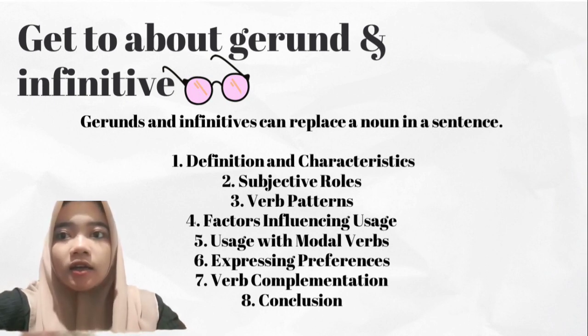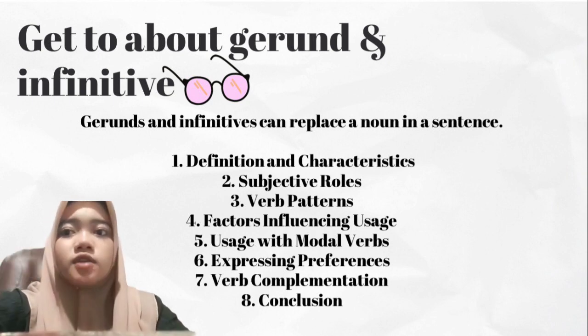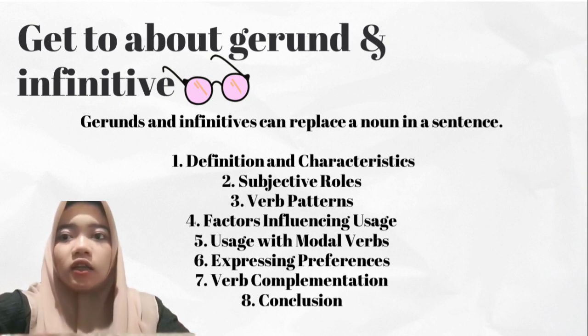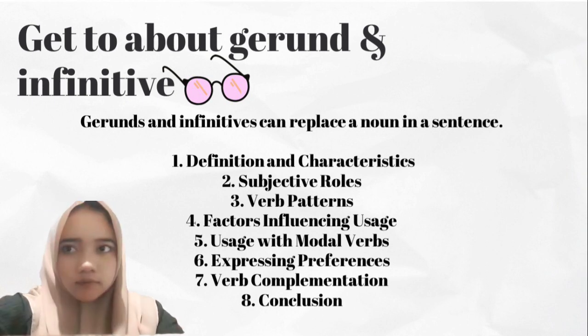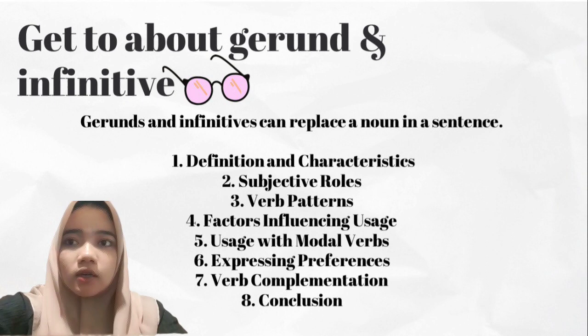Infinitives are the base form of verbs, usually preceded by the particle to, and they can also function as nouns. Subject roles. Gerunds and infinitives can serve as the subject of a sentence, taking on the role of the performer or the receiver of the action. Their use is determined by the verbs that are associated with them. Some verbs are followed by the gerund as subject, indicating that the subject performs the action.